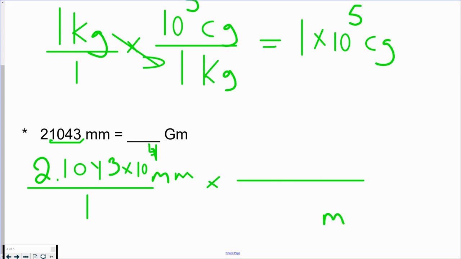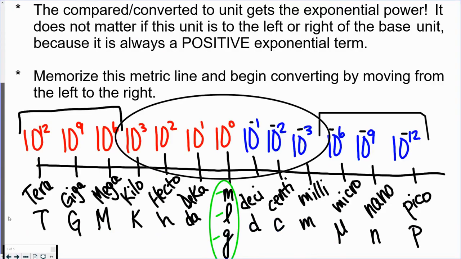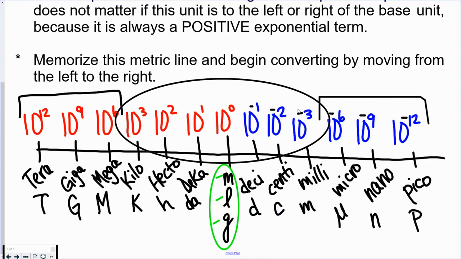On the bottom is going to be millimeters, and on the top is going to be gigameters. So you've all heard of gigabytes. That's the same prefix, giga, just attached to bytes in the form of data. So we go back, and we're going to look at our line. And from milli, which is 10 to the negative third, to giga, which is 10 to the positive ninth.